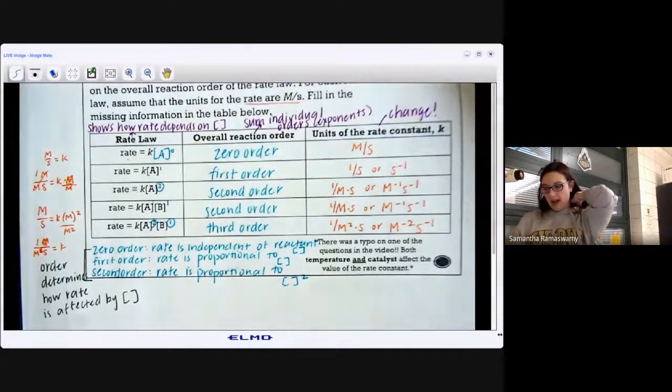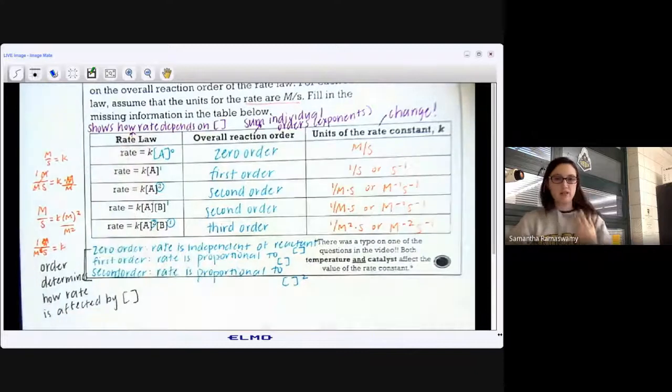So we'll actually look at how to determine each of these exponents.